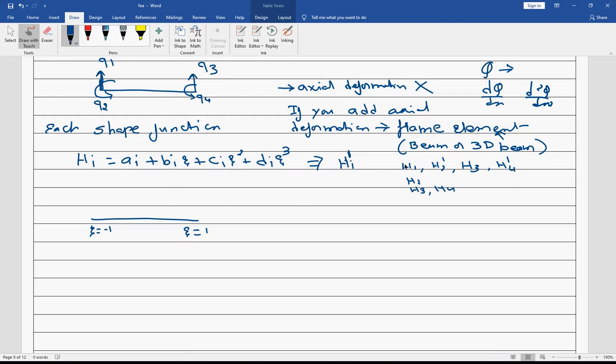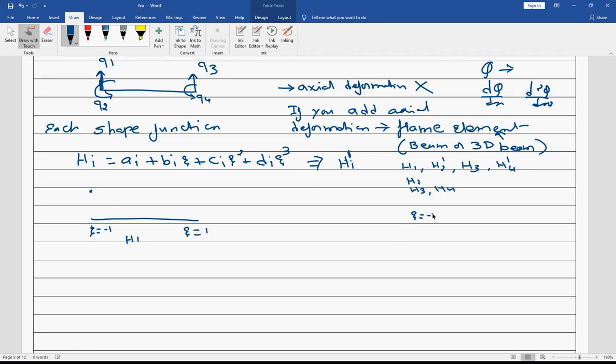So I know h1 shape function, so I'm trying to have h1 shape function. Okay, so what h1 shape function says, it is 1 at its own location. So it is at xi equal to minus 1, at the first location, so it is 1. What about h2 dash? So h2 dash will be 0.